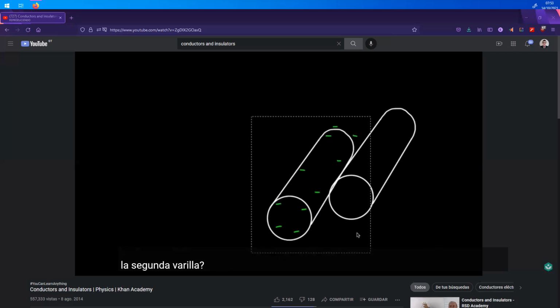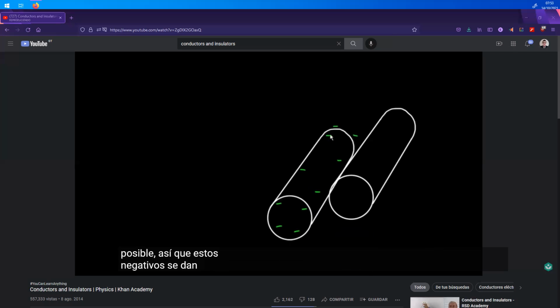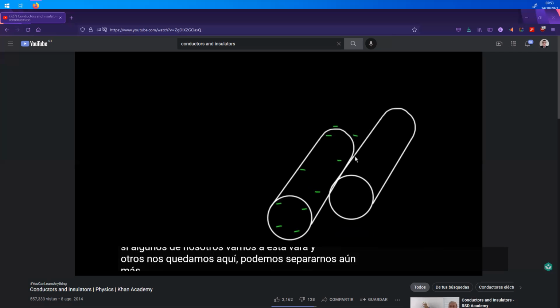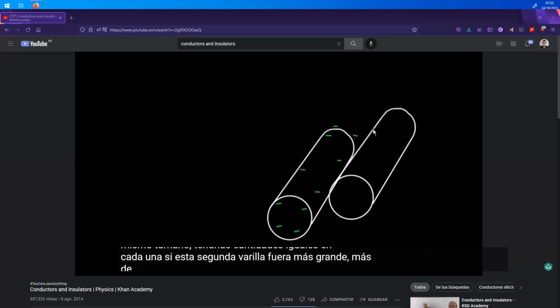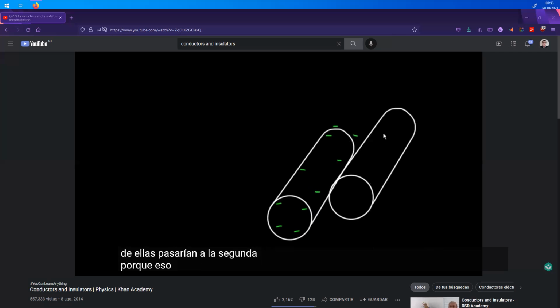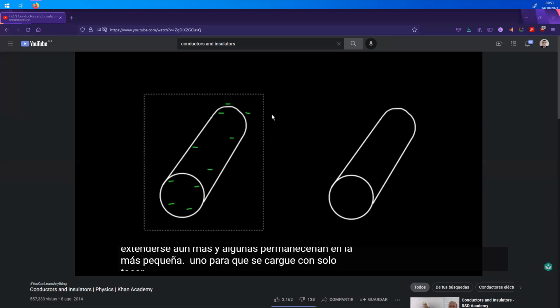You could probably guess, charges want to get as far away from each other as possible. So these negatives realize, hey, if some of us go onto this rod and some of us stay here, we can spread out even farther away from each other. That's what they would do. If these rods were the same size, you'd have equal amounts on each. If the second rod was bigger, more of them would go onto the second one because that would allow them to spread out even more, and some would stay on the smaller one. So that's charging by just touching something.